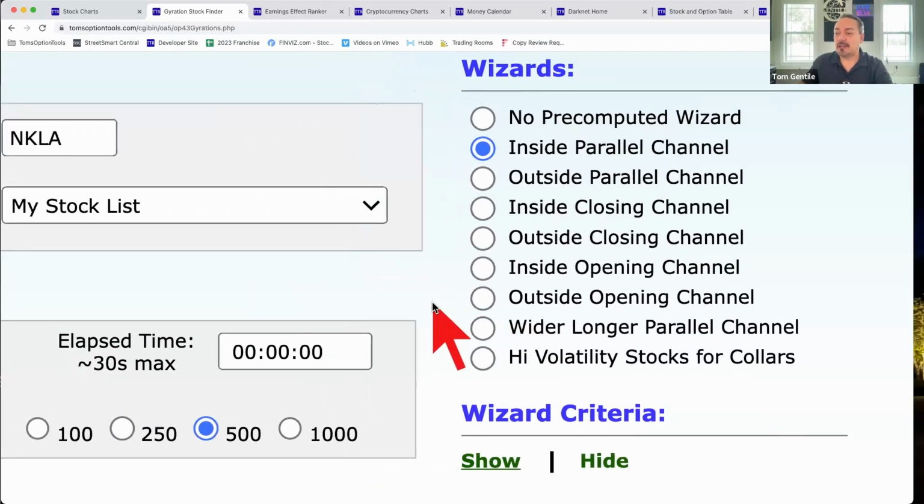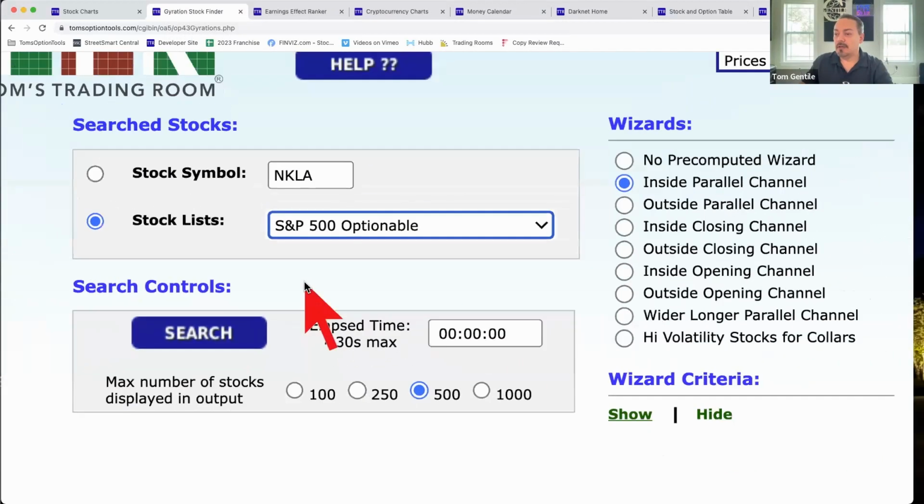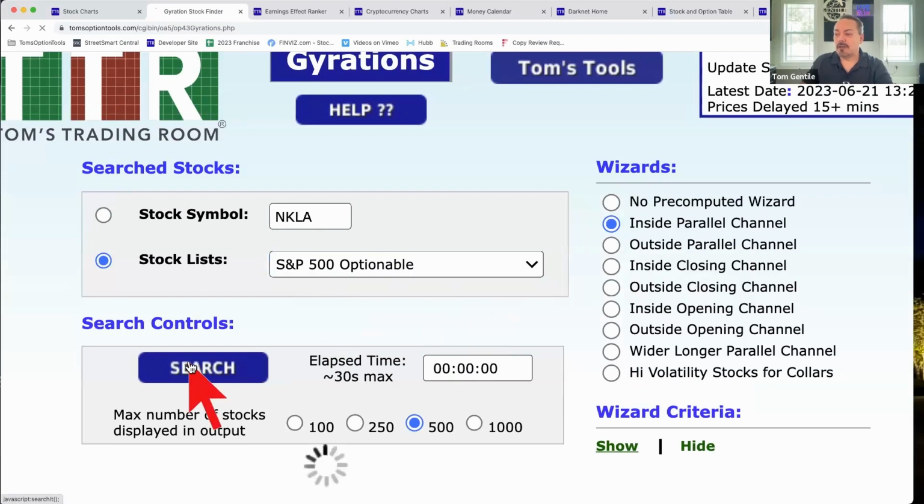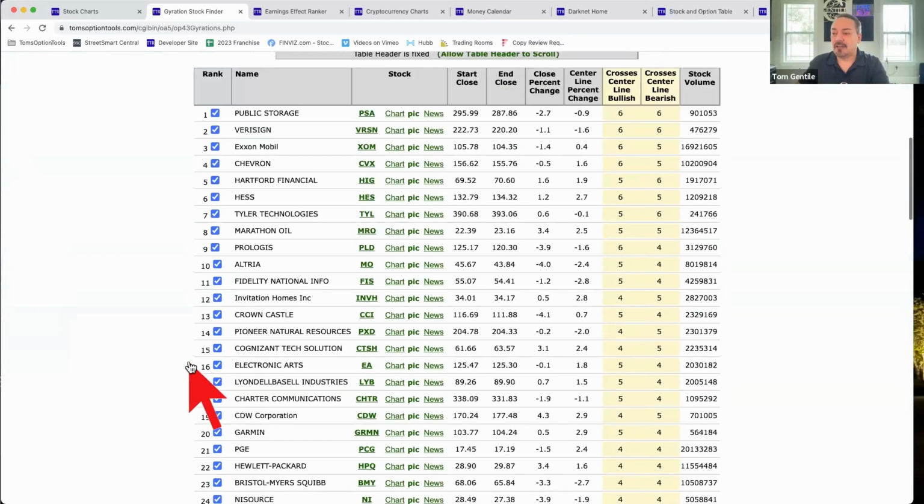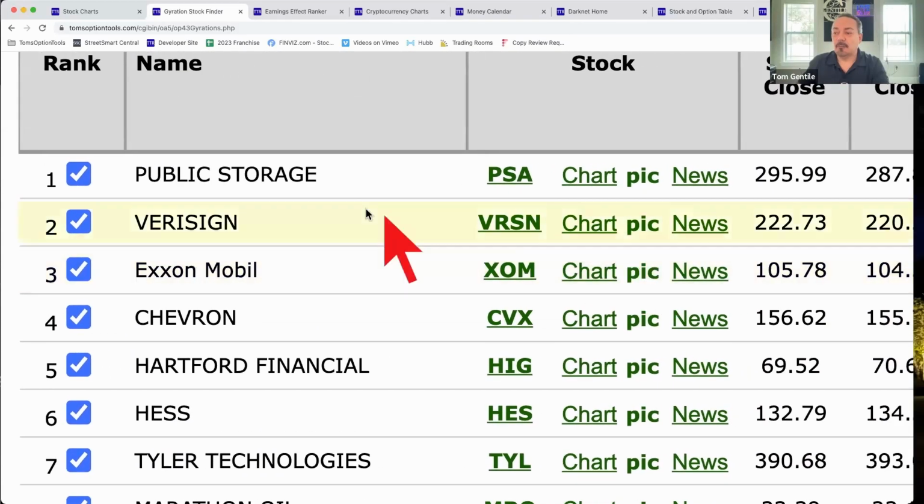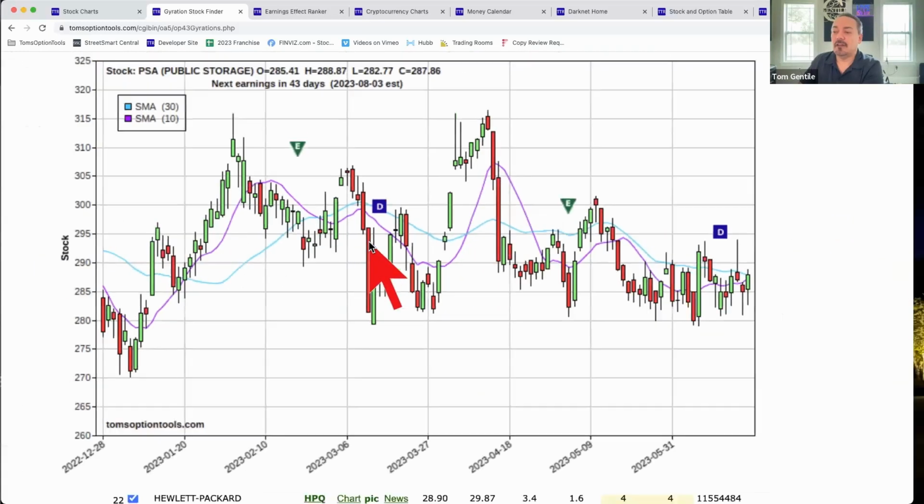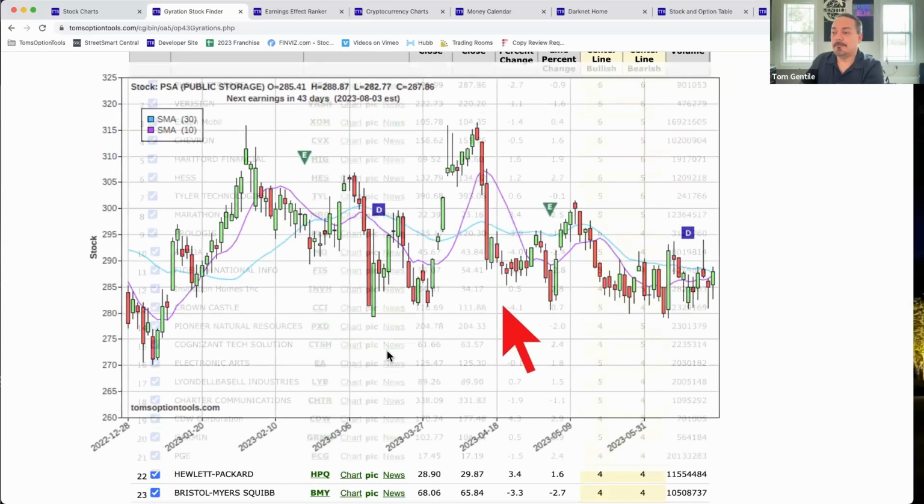So if I want to take a look at, let's say, the S&P 500, here's a program list, S&P 500. I'm going to run that and show me the stocks, and this is how fast they come up, that are staying inside a parallel channel. So Public Storage has popped up here. If I go across here, I can see where it started, its close, where it ended, its close, its percent range, where it hit the center line, and how many times it crossed that center line to the upside and the downside. Basically, if I snap a picture of it, you're going to see this is a fairly channeling stock, right?